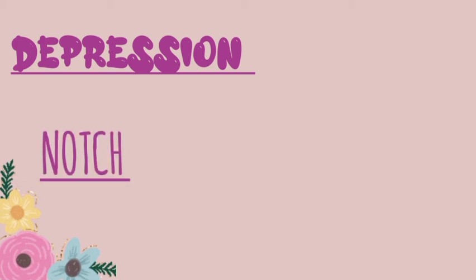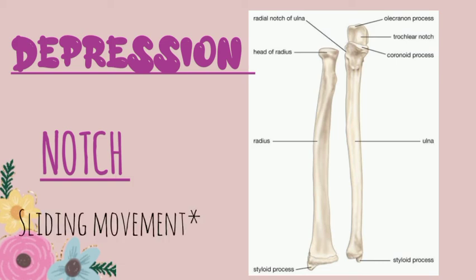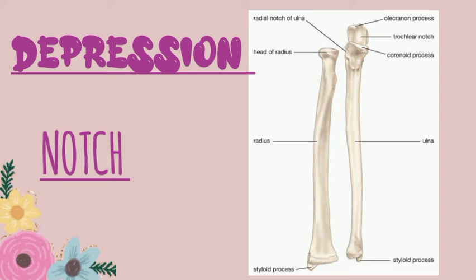Now for the last part of the video, let's talk about the depression present on the bone. So, notch. The notch is a surface on which the other bone can slide in or out. Due to the notch, gliding movements are possible. For example, if we take a look at the ulna bone, there is a trochlear notch and the radial notch of the ulna, which make the sliding movement possible at the elbow joint.